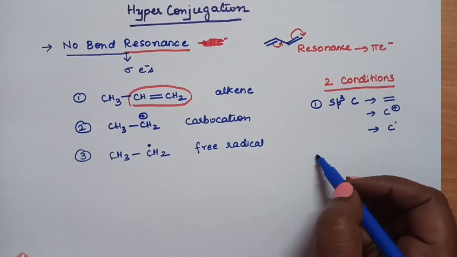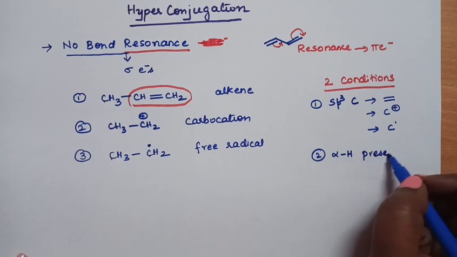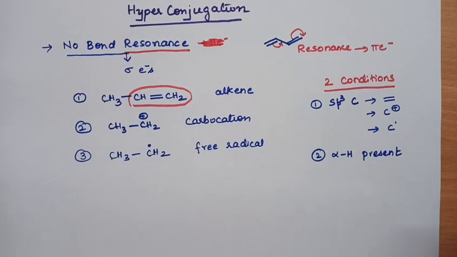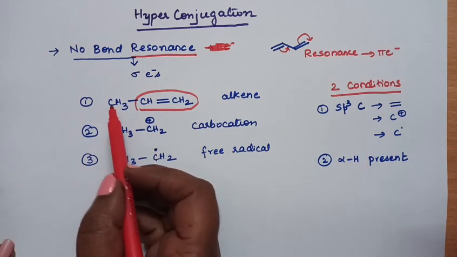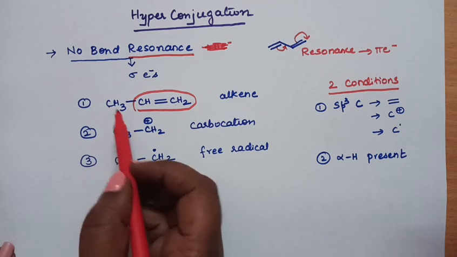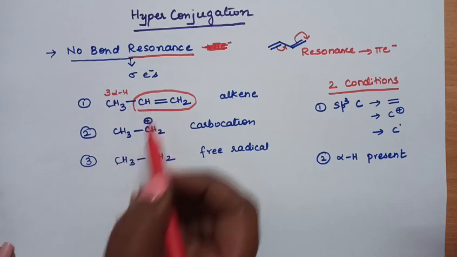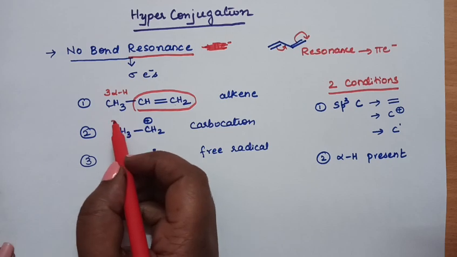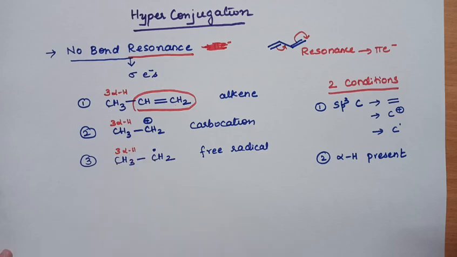What is the second condition? The second condition is that alpha hydrogen atoms should be present. So what are these alpha hydrogen atoms? An alpha hydrogen atom means this sp3 carbon should have hydrogen atoms, and those hydrogen atoms are called alpha hydrogen atoms. So here how many alpha hydrogen atoms are there? There are 3 alpha hydrogen atoms. Here you see 3, so 3 alpha hydrogen atoms are present. Here also 3 alpha hydrogen atoms are present.